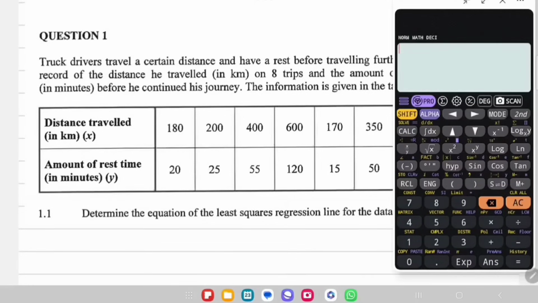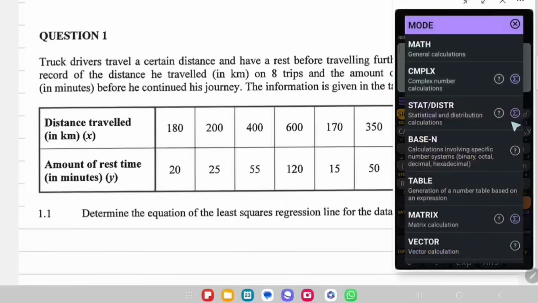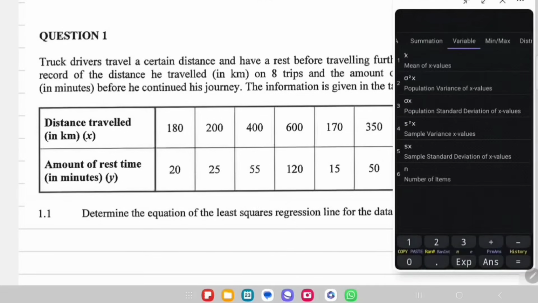So to fill in this information, what we're going to go ahead and do is press mode on your calculator. You're just going to press mode, and then you're going to see some options. Go ahead and choose the option that says stat. So go for stat, and when you choose stat, you're going to see that option 1 says VAR.